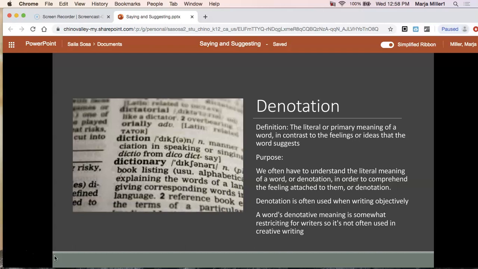Denotation is used when writing objectively, like mathematical or scientific papers, but it's not used a lot in creative writing because it's kind of constricting.